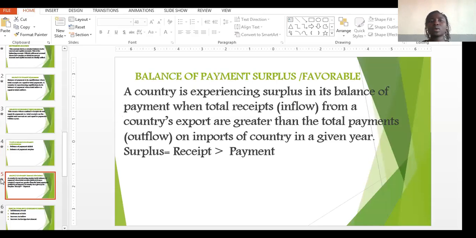So the first one is balance of payment surplus, or favorable balance of payment. That is why you are seeing favorable. A country is experiencing surplus in its balance of payment when total receipts, which is the inflow, from a country's exports are greater than total payments, which is outflow, on imports of the country in a given year. So to have our surplus, receipt should be greater than payment. That is, export is greater than imports.